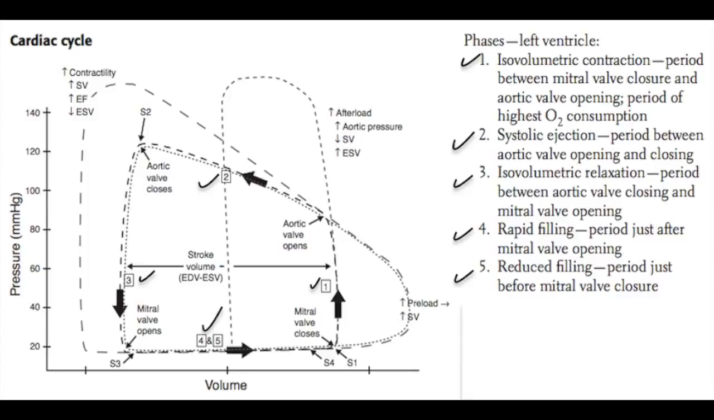If you look at the top left of the diagram, you can see what occurs when contractility increases. When contractility increases, phase 3 is shifted to the left, which is represented by a decrease in end systolic volume, and therefore an increase in stroke volume and ejection fraction.